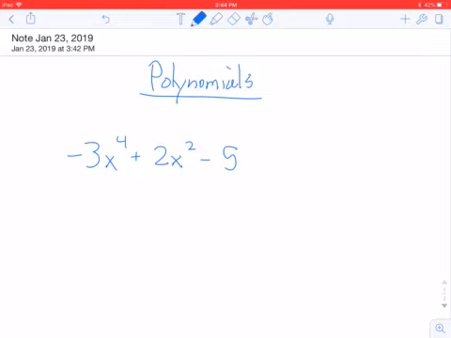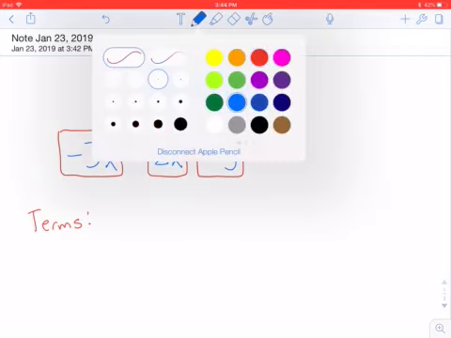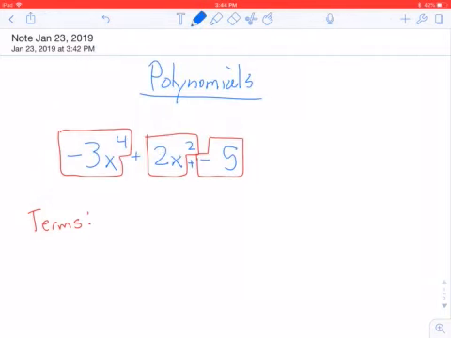Well, with polynomials, there's some keywords. The first one is term. So terms, let's do this in red. Terms are separated by addition. So here is one term. Here's another term, because these two are separated by addition. Now, the last term is negative 5. Let's think about why that is. Because there's like an imaginary plus here, right? 2x squared minus 5 is the same thing as 2x squared plus negative 5. So our three terms are negative 3x to the fourth, plus 2x squared, minus 5. Those are our three terms.